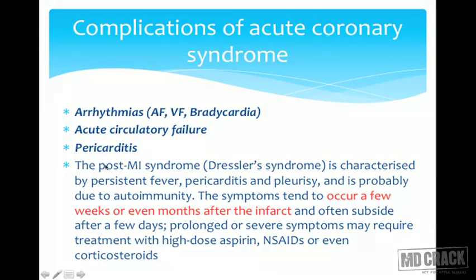There could be pericarditis also. Few MCQs have been framed on this important syndrome, which is also known as Dressler's syndrome. What is that? The post-myocardial infarction syndrome, also known as Dressler's syndrome, is characterized by persistent fever, pericarditis and pleurisy, and is probably due to autoimmunity. The symptoms tend to occur within a few weeks or even months after infarct. Now, this point is important. You should understand the symptoms of Dressler's syndrome. They can come weeks or months after myocardial infarction, and often subside after a few days. Prolonged or severe symptoms may require treatment with high-dose aspirin, NSAIDs, or even corticosteroid.